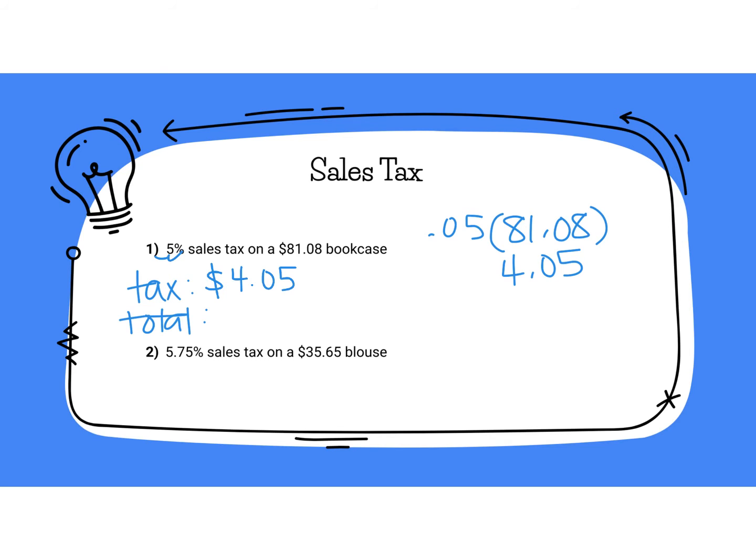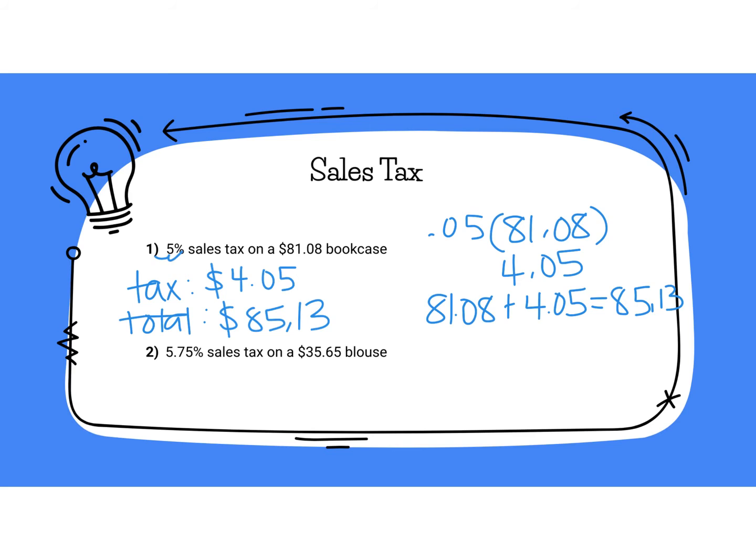Once I have my tax total, I can add it to my total cost prior to taxes being applied, and that'll give me my total purchase amount. In this case, when I add $4.05 to $81.08, I get $85.13. So my total cost with taxes will be $85.13.